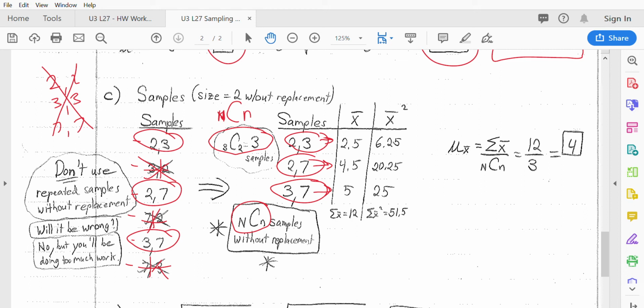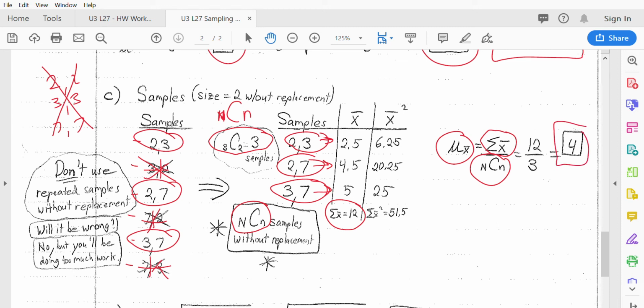So I'm going to take the sum of those sample means, and I'm going to find mu sub x bar. It is the sum of the sample means divided by the number of samples, which in this case is big N, C, little n. Formulaically, it looks difficult. It's not. It's just take the sum of that column and divide it by the number of samples. So 12 divided by 3 is 4.